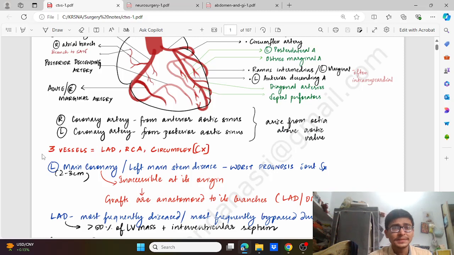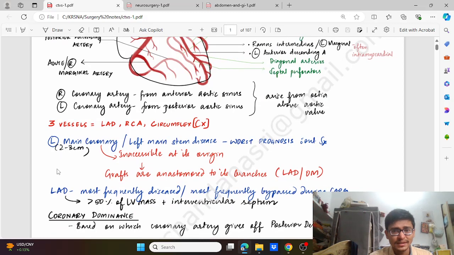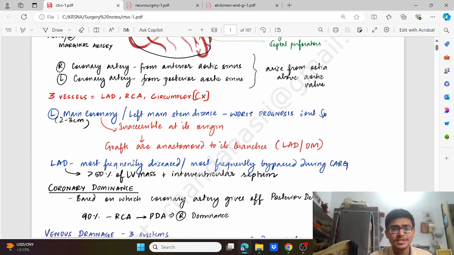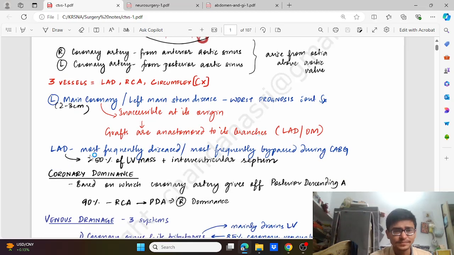So in three vessel disease, most commonly it is the LAD, RCA and circumflex branches. If there is involvement of the left main coronary, left main stem disease, it has a worse prognosis without surgery. The left main coronary is inaccessible at its origin, so grafts are anastomosed to its branch, that is the LAD. The LAD is the most frequently diseased vessel, most frequently bypassed during CABG, that is coronary artery bypass graft.